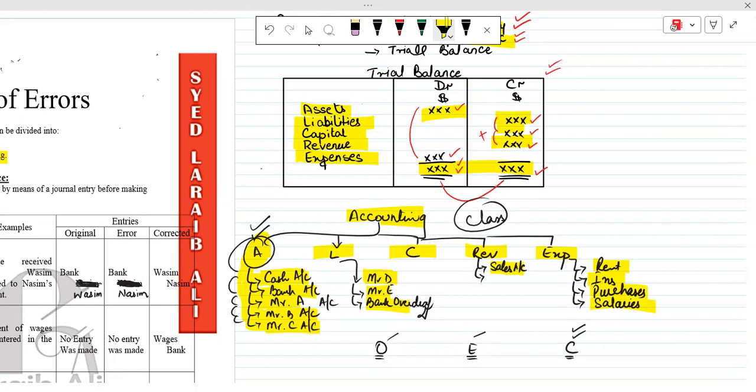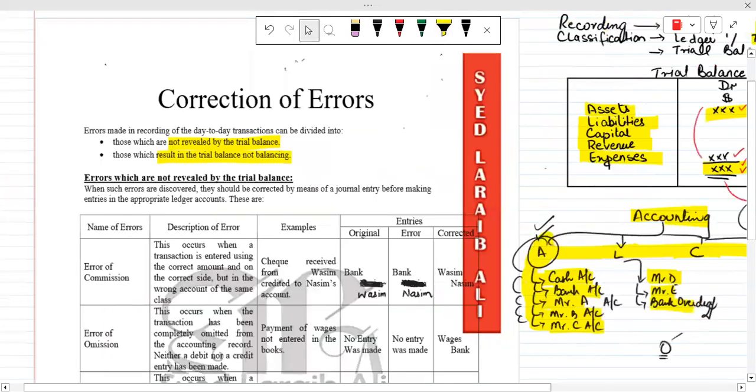So these are basically the classes: assets, liabilities, capital, expense, and revenue. And under each class, we have different accounts. I hope it is clear to you. Now let's get back to our topic.